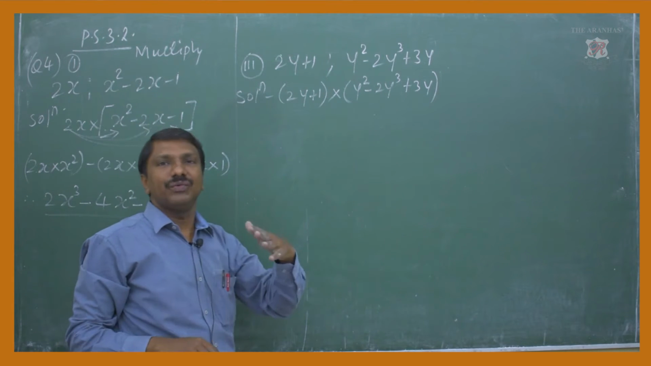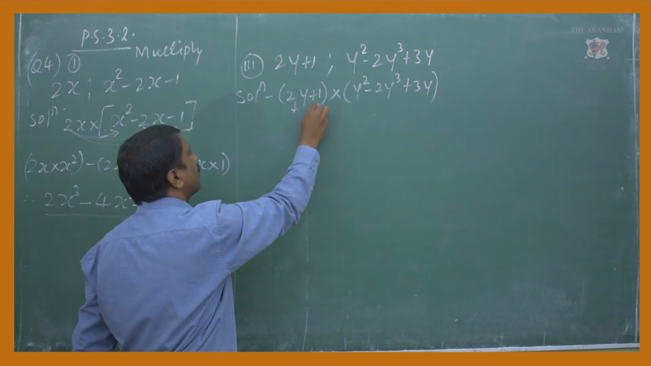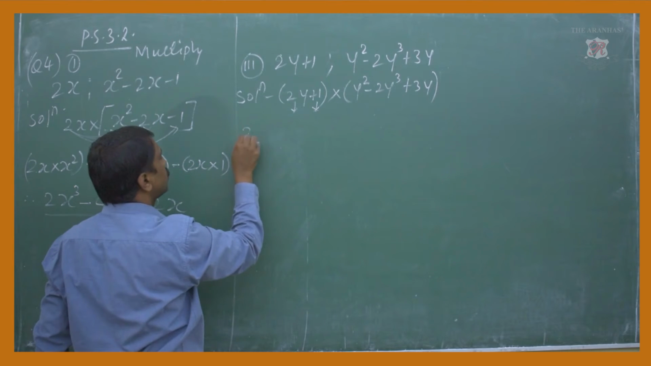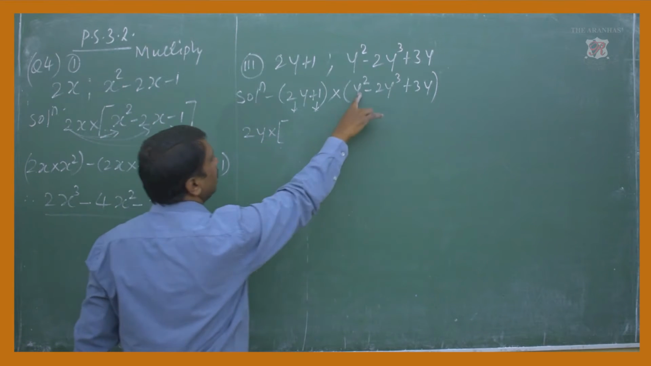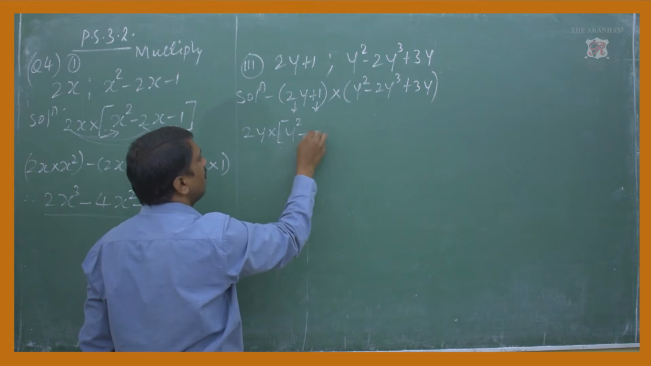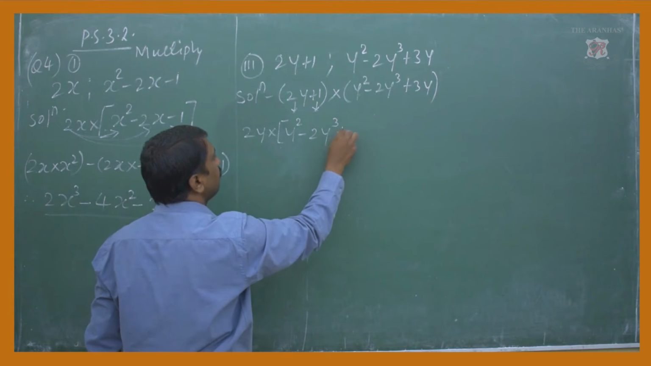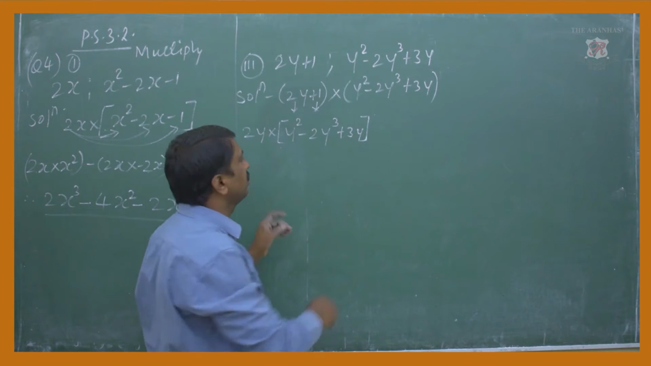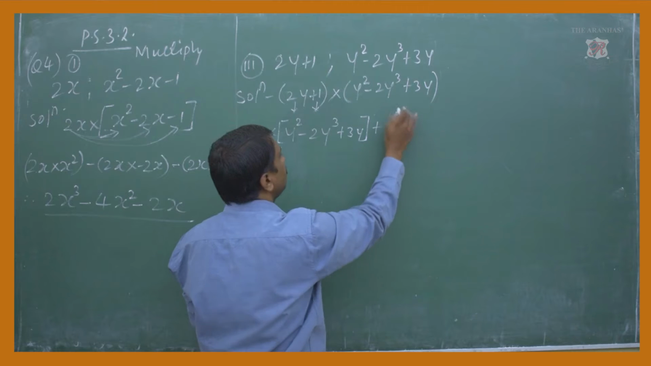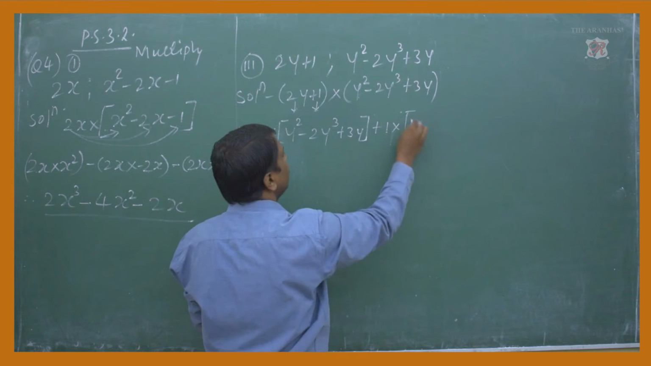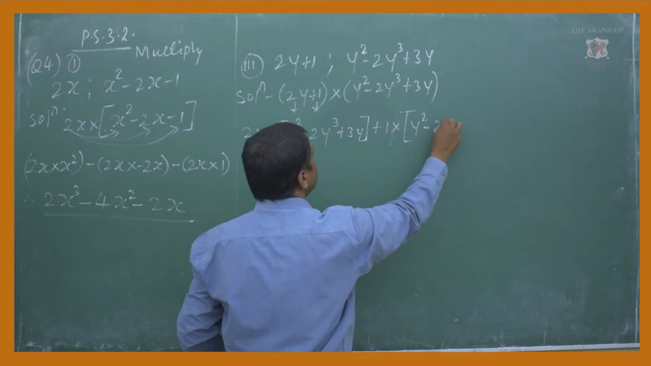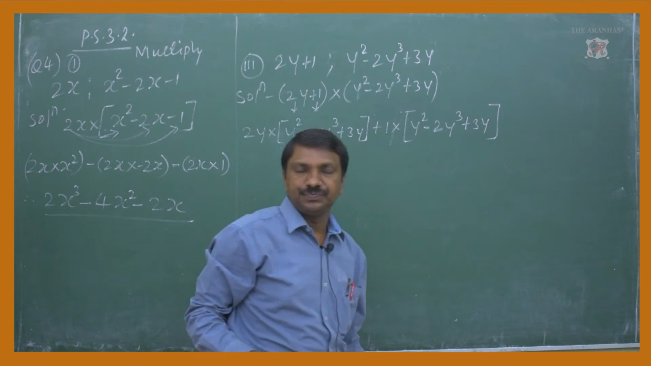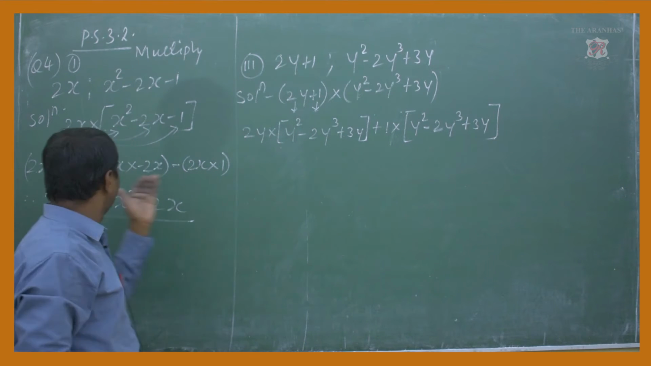Now let us see what we have to do. We will take each term from the first bracket and multiply it with the second. So the first term is 2y, so 2y into the second bracket, that is y square minus 2y raised to 3 plus 3y, complete the bracket. The second term is plus 1, so we take plus 1, multiply it with the second bracket, y square minus 2y raised to 3 plus 3y, complete the bracket. And now start to multiply like before.